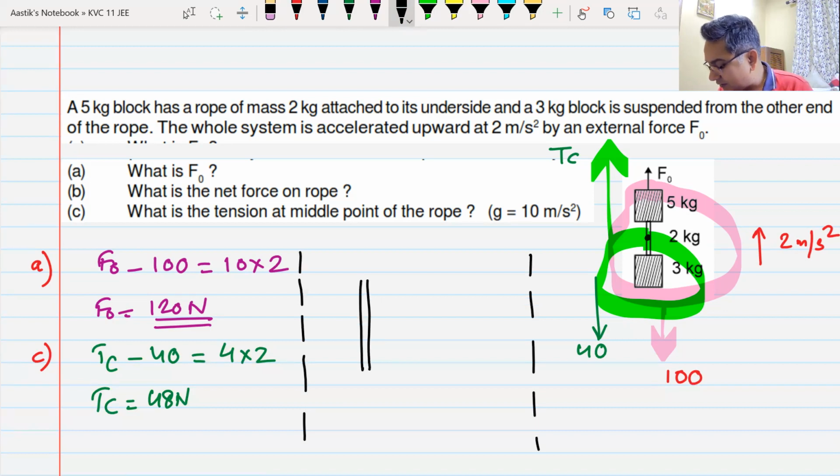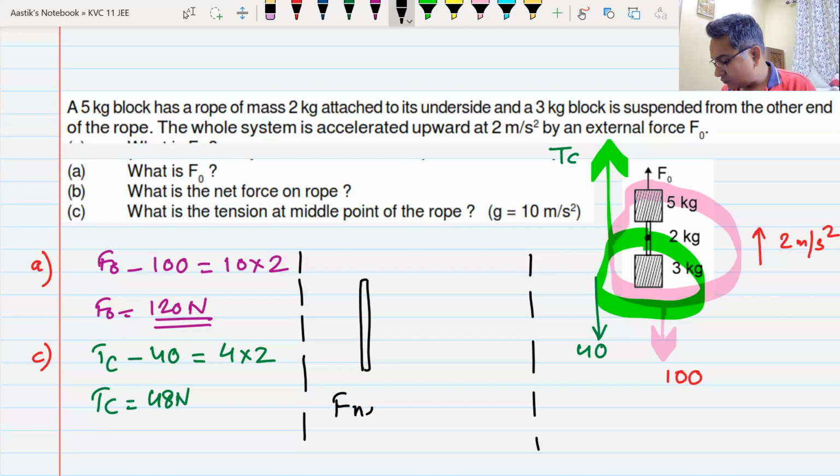So let us make this rope. Now there are different ways to do this, but I'll tell you the simplest, easiest, fastest way. Net force on the rope. Now there is no force on the rope in the horizontal direction. Do you understand this? There is only force on the rope in the vertical direction.